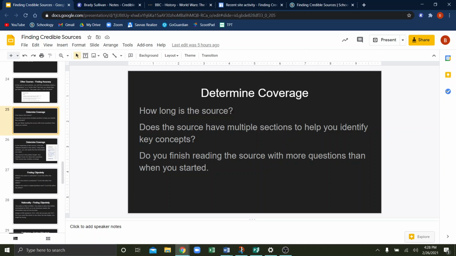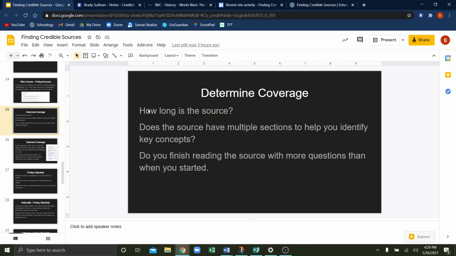Let's talk first about how long something is. I already briefly mentioned this. If it's too short, it's not worth it. I've been there. I've done research papers with sources that are only 4 paragraphs because I was too lazy to read anything else. And those sources are never very good. They never give you enough information. They never tell you what you need to know. So look for something a little longer. 6, 7 paragraphs, probably at the minimum.